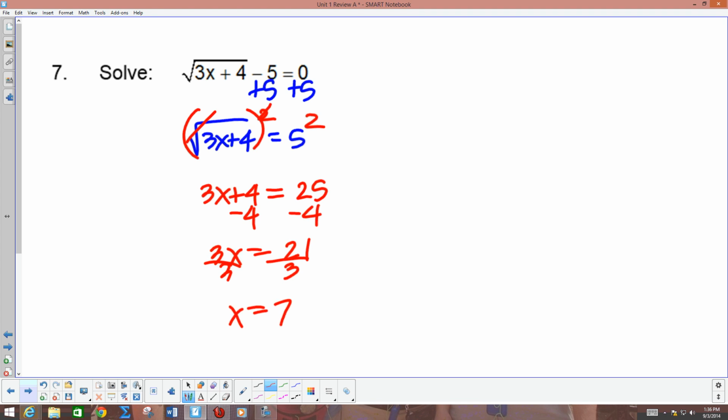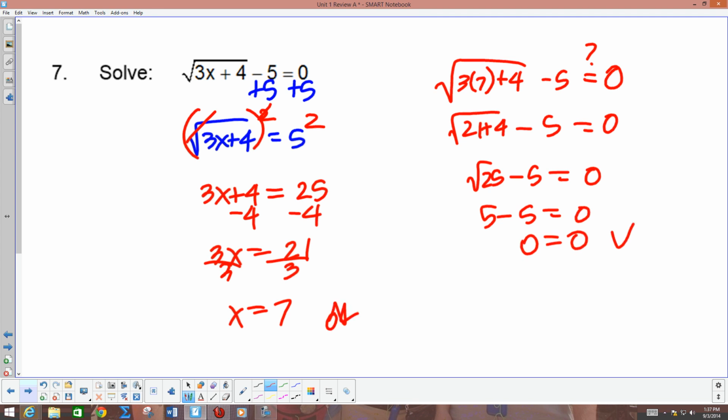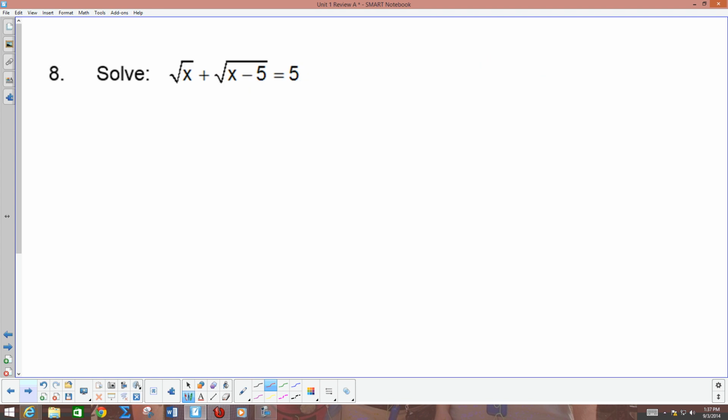So I need to take 7 and I need to make sure that it works out okay. So I have the square root of 3 times 7 plus 4, minus 5, is that equal to 0. So 3 times 7 is 21 plus 4 minus 5. We're testing to see is that equal to 0. So that's the square root of 25 minus 5 is that equal to 0. So 5 minus 5 is 0. 0 is equal to 0. So this checks out. So my answer is okay. Therefore, it's not extraneous.